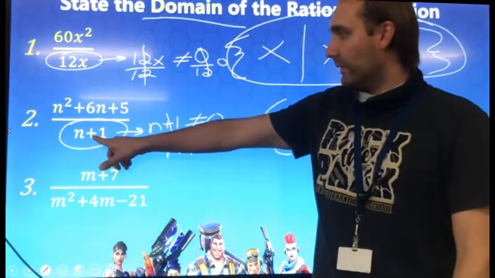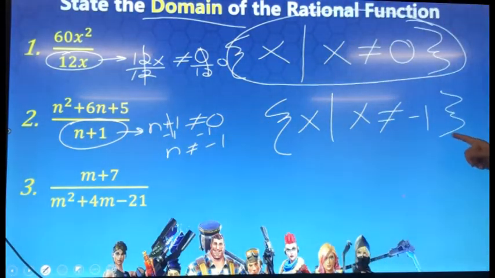Or look at these terms. What's the opposite of plus 1? A minus 1 would make that 0.